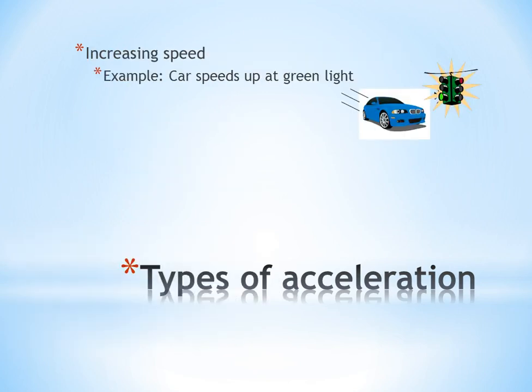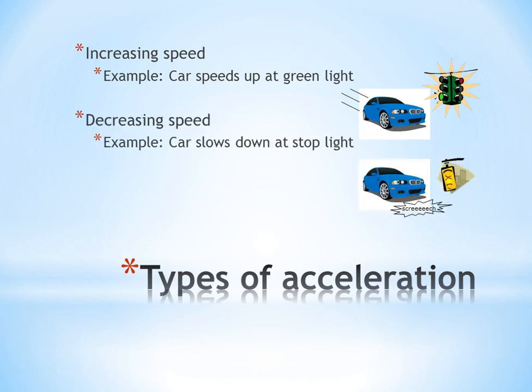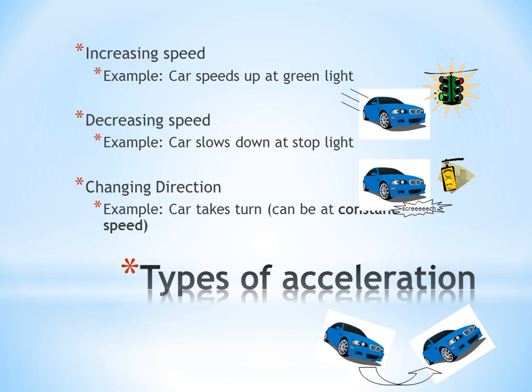Some examples: if you have a car speeding up at a green light, which is illegal, there's green light cameras, you shouldn't do that, but if the car speeds up at a green light, this is positive acceleration. We could also have a car slowing down at a stoplight or stop sign, which is good, and that decreasing speed is also acceleration, negative acceleration. We could also have a car turning at a constant speed, going in a different direction. This is also acceleration.